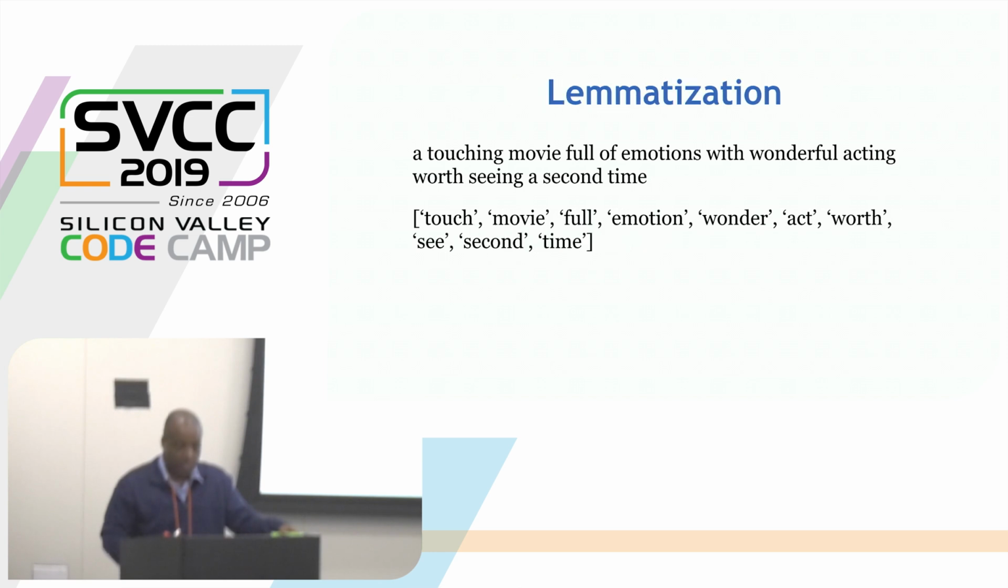And then finally, it does what's called lemmatization, if you know what lemmas are. Instead of saying touching, it gets it down to touch. Instead of wonderful, it gets it down to wonder. So just the base words is what it tries to do. And that's how most of the processing goes. Now an algorithm can make some sense of that.